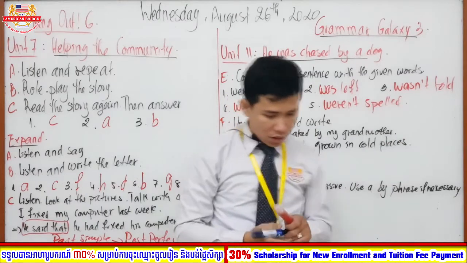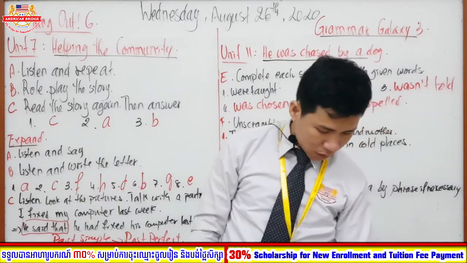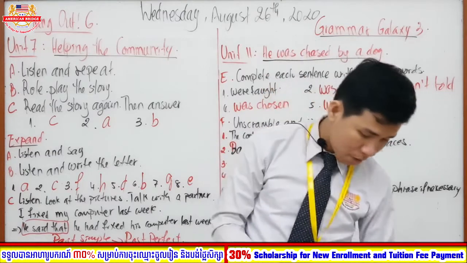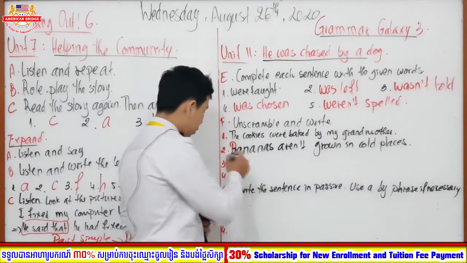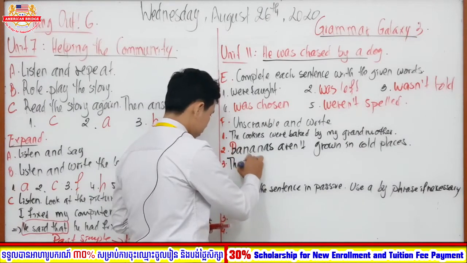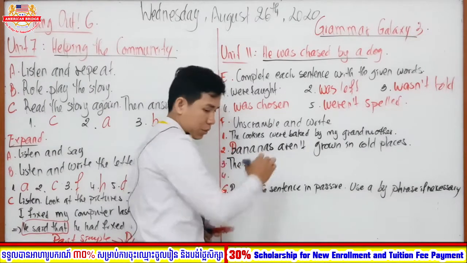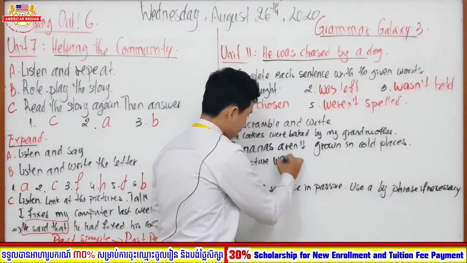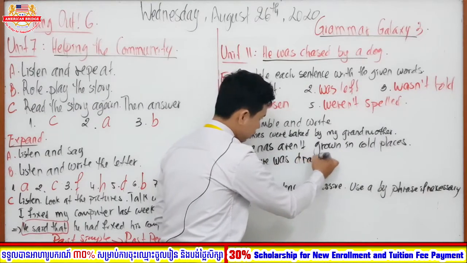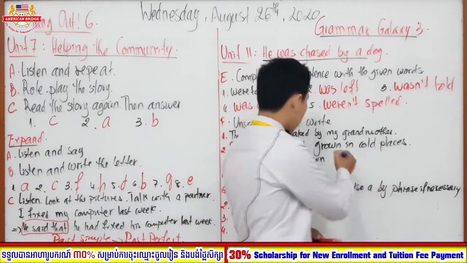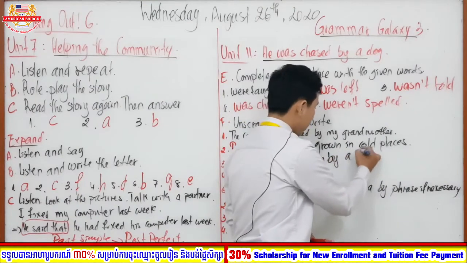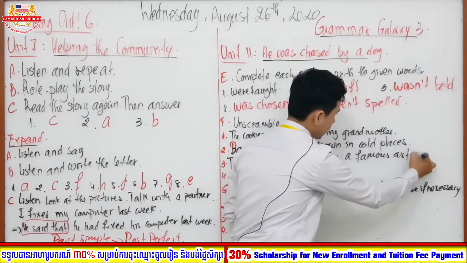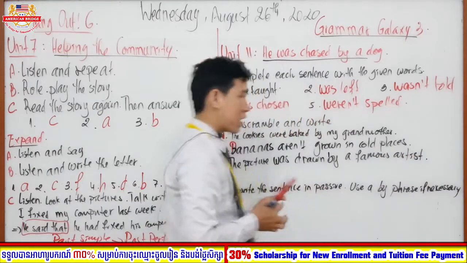And then number 3: drawn by the picture artist was famous, and full stop. What is it, everyone? Very good. So the picture was drawn. Do you know the person who did it? Very good, by a famous artist. So here is the answer to number 3.